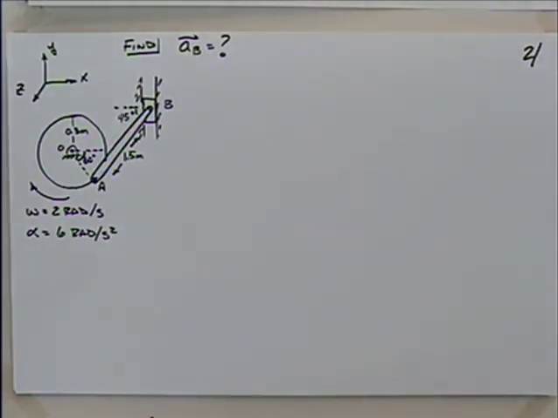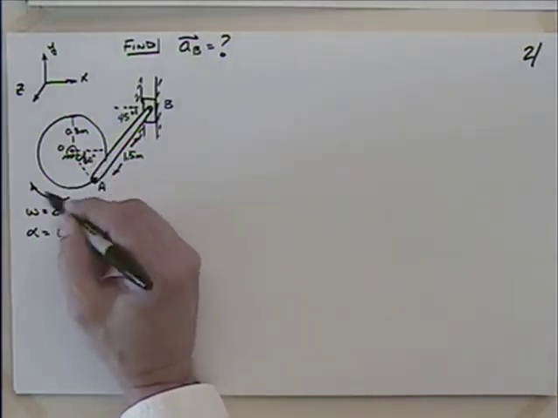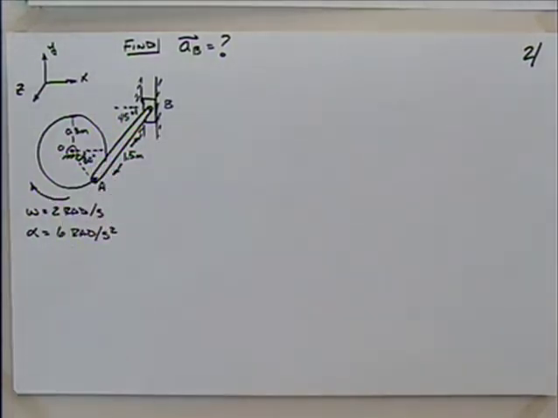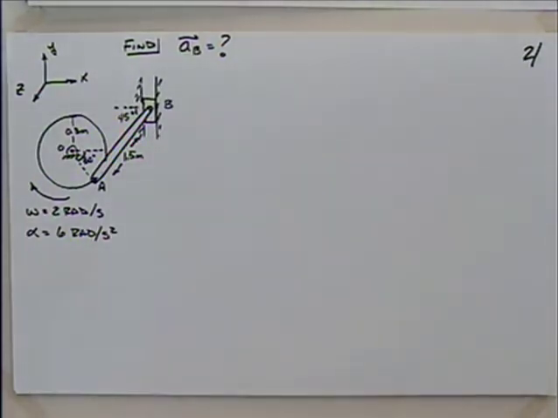at B. Okay. We're told that this disk is rotating clockwise with omega of 2 radians per second, and alpha is 6 radians per second squared. And what we'd like to find with all this information is the acceleration of B, the acceleration of that piston, or point B in the bore. Questions before we get started with this?